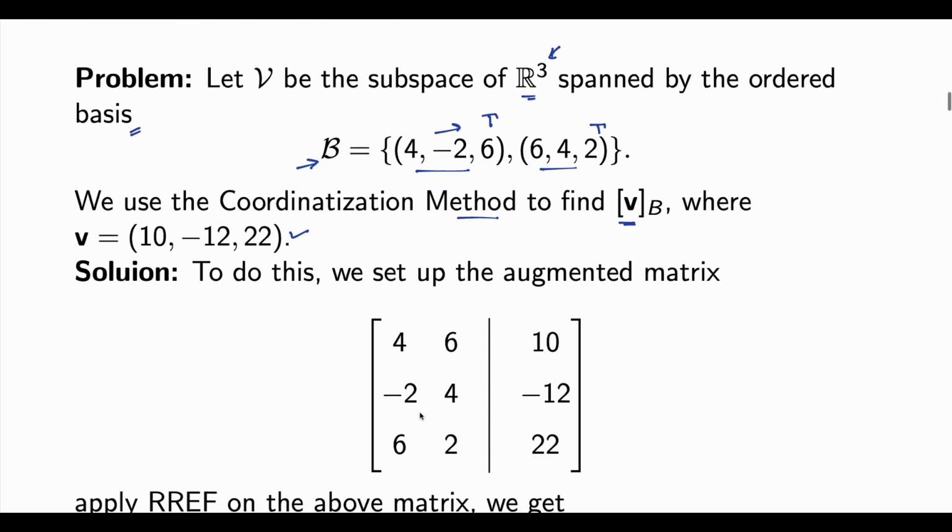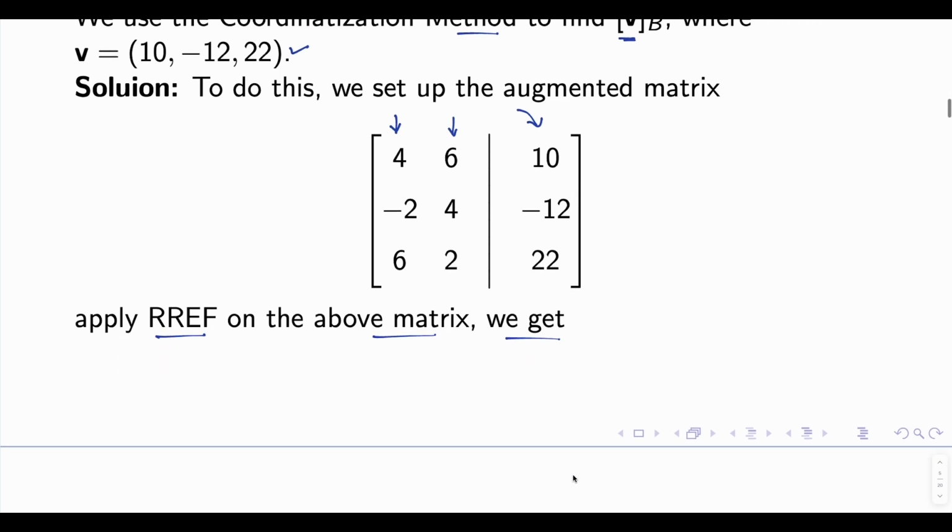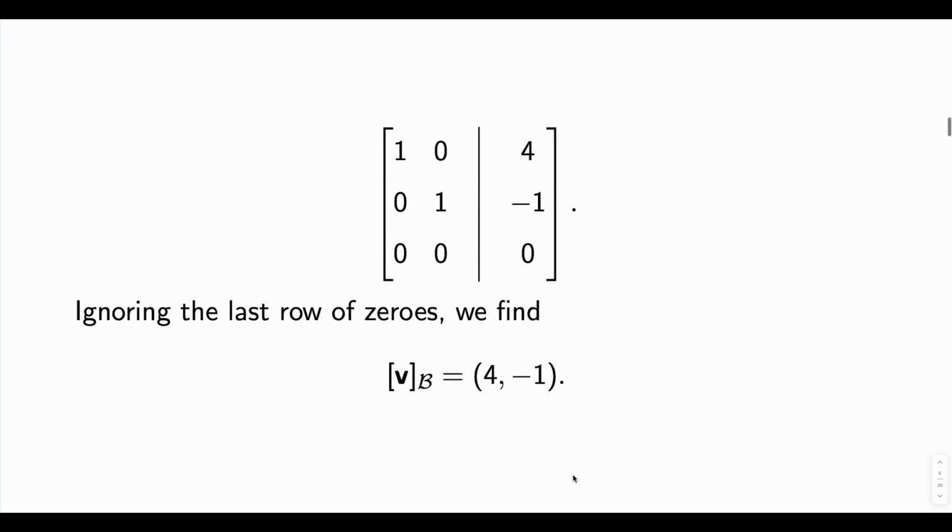So if you see the augmented matrix, the first column is the transpose of V1, the second column is the transpose of the second basis vector, and the right hand side will be the given V which you want to know, and apply RREF on the above matrix. What will we get? We'll get this, right? So this is the form actually. So what is this vector? This vector is your right hand side.